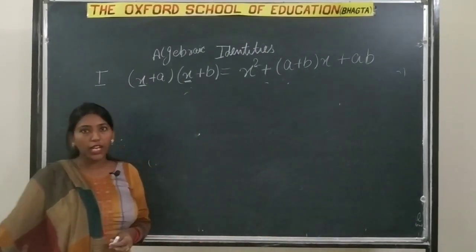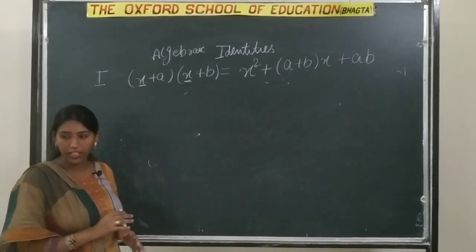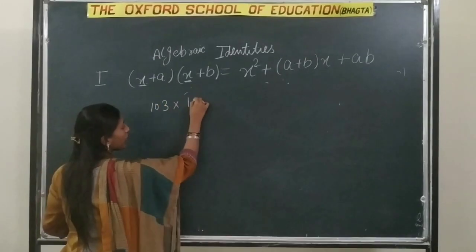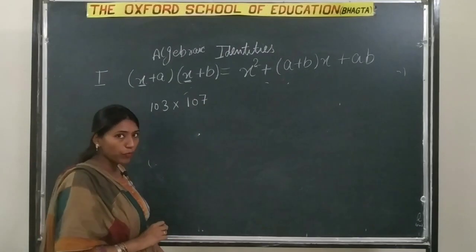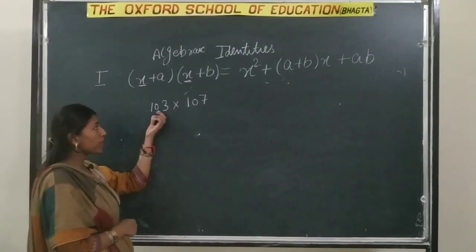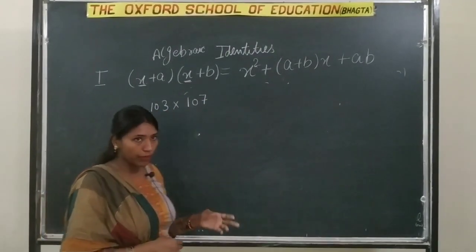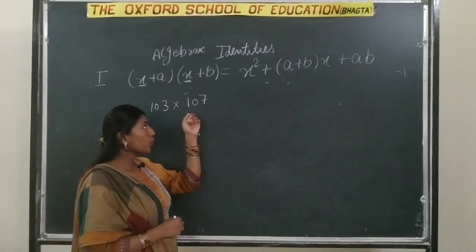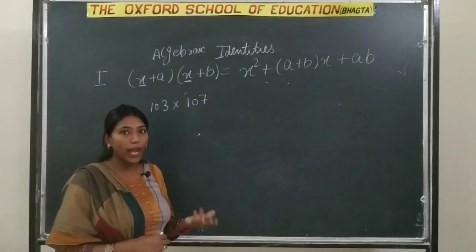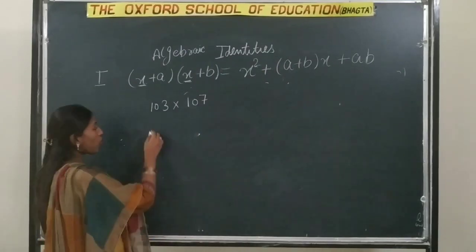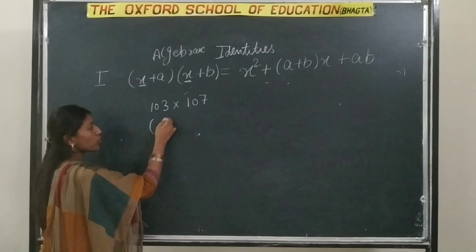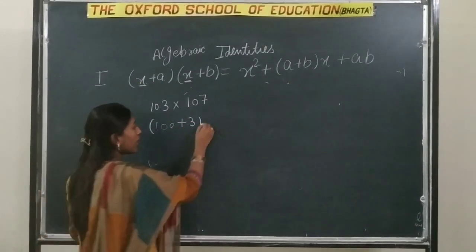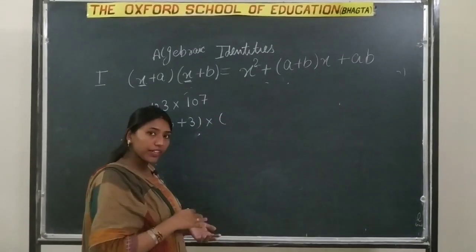There is another type which we can solve using this identity. Second question from NCERT book exercise 2.5. You have to multiply 103 and 107, not by simple multiplication. Do the multiplication using some appropriate identity. So we can write 103 as 100 plus 3, okay, and 107 as 100 plus 7.